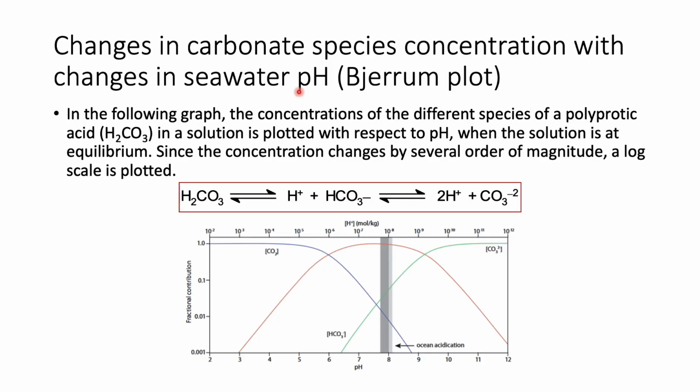So between these regions, what is the important species that will exist? For carbonic acid, we have three species. One is carbonic acid, the neutral one, the bicarbonate anion, and another one is the carbonate anion. So between these three, which one will exist at what pH? That is what this plot talks about.